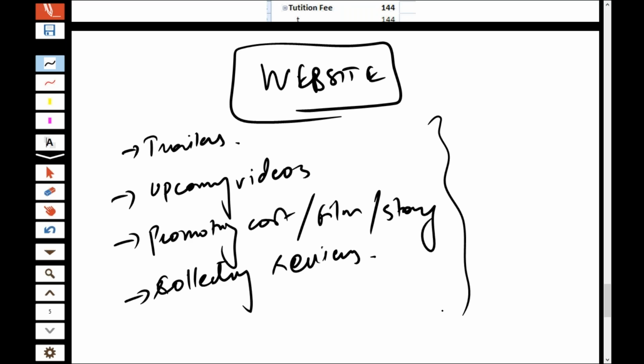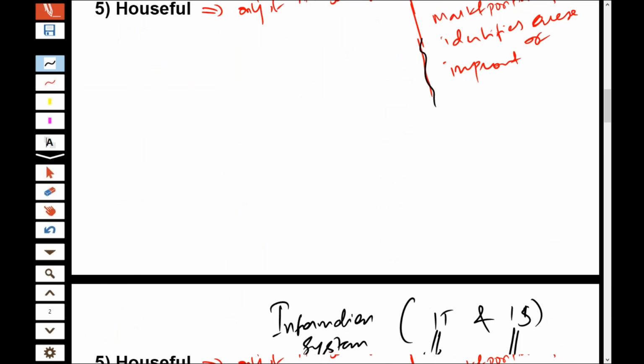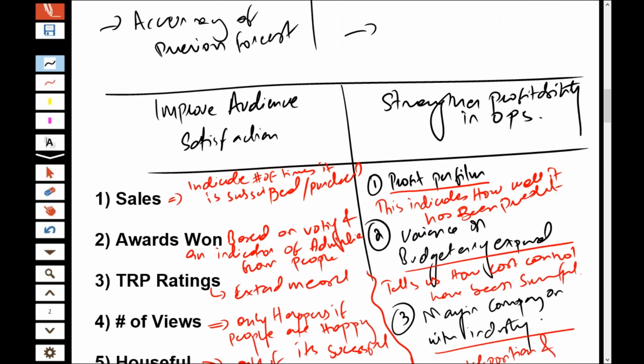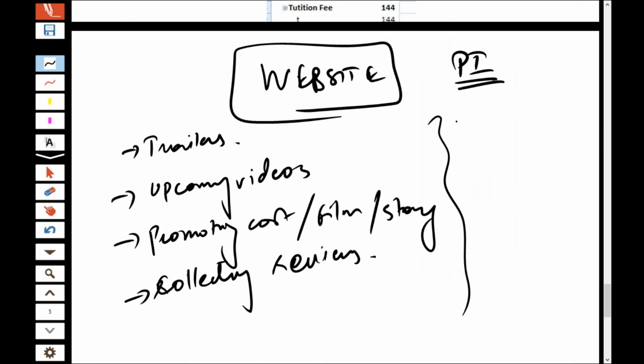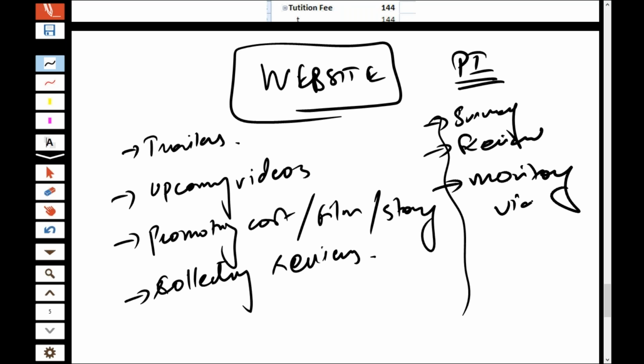Now, so basically what happens is, these performance indicators, which we have introduced and discussed over here, like sales, awards won, etc. The audience satisfaction could be captured using surveys, reviews, and monitoring the views of various clips, various scenes, the audience preferences.